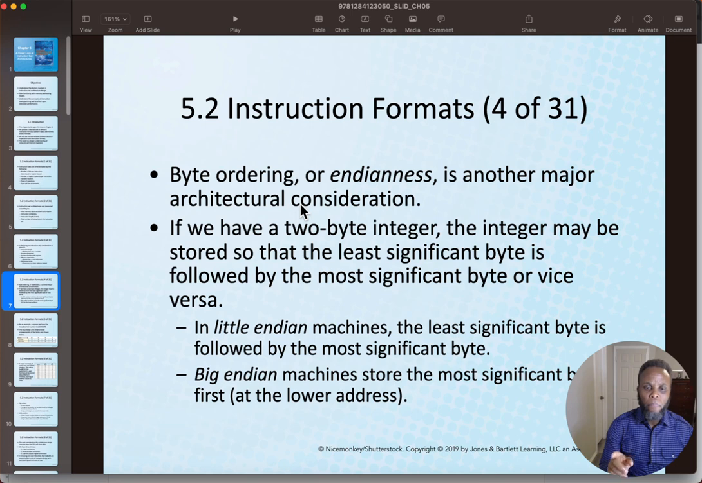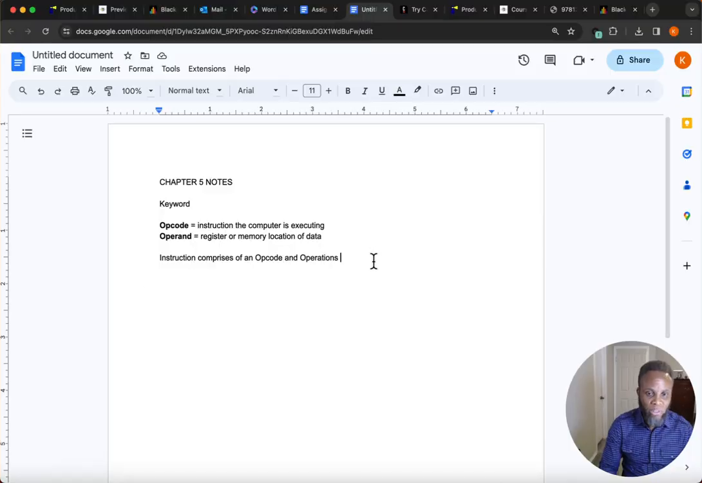Now, byte ordering. So on page 201 of your textbook, you'll read about the word endian. I don't know if that's how you pronounce it, but it's just the byte order. So a byte is 8 bits. If you want to represent information using 2 bytes, let's say you want to represent an integer using 2 bytes, there's something called the low significant byte and the high significant byte. So the position of the low significant byte with respect to the most significant byte is what determines the endianness.